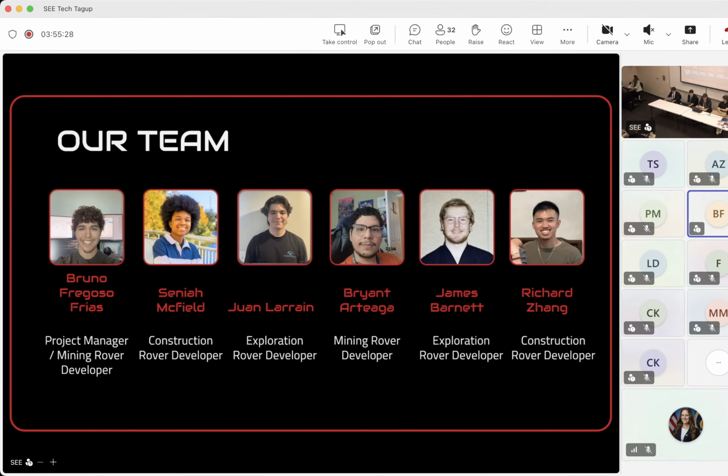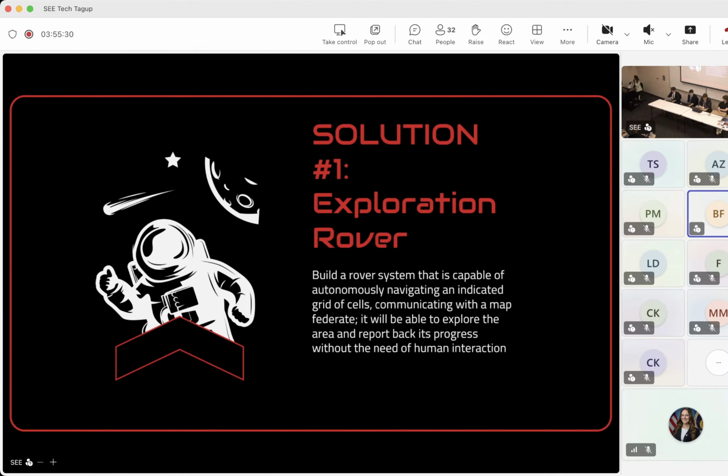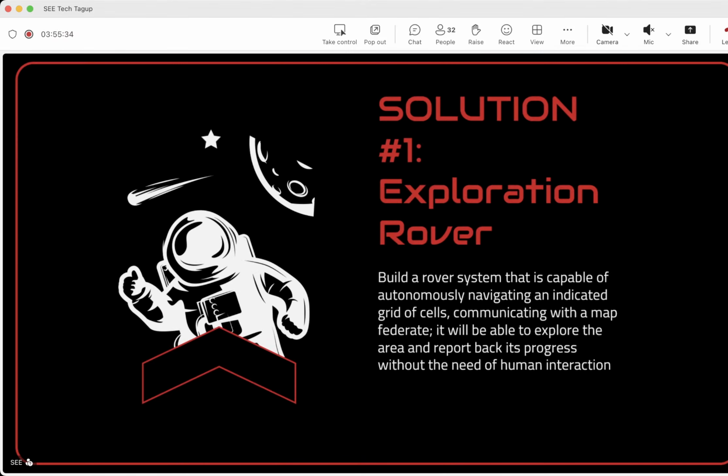Next slide, please. So for our solutions, we decided to make 3 different rovers. The Photo Space Institute has a rover on site that they want to see live in simulation, kind of carry out various different tasks. So we came up with 3 solutions. The first one is the Exploration Rover, which is going to be a rover system capable of autonomously navigating an indicated grid of cells, communicating with a map header over the RTI to kind of publish its exploration progress and report back what it has found.